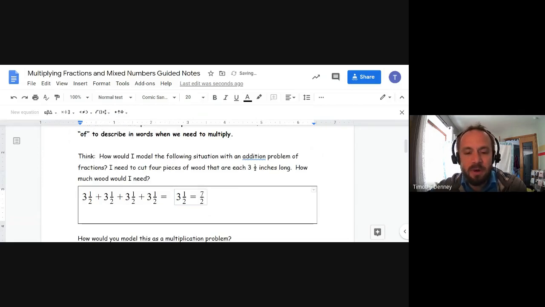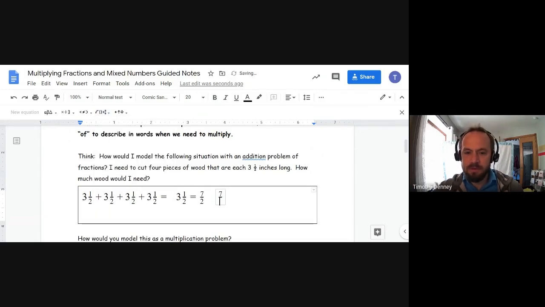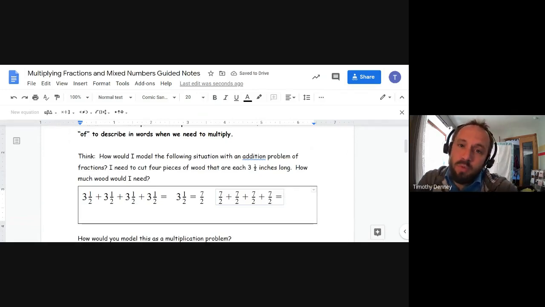We can change that to an improper fraction, or as some of you mathematicians like to say, a fraction greater than 1. And then we can rewrite this problem as 7 halves plus itself 4 times altogether. Now, adding and subtracting fractions, remember the rule: add only the numerators, or the top numbers, when you have a common denominator. So we got the common denominator, check. Now we just got to add the tops. 7 plus 7 plus 7 plus 7 gives us 28.